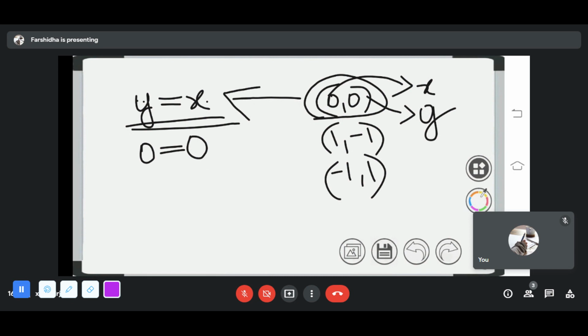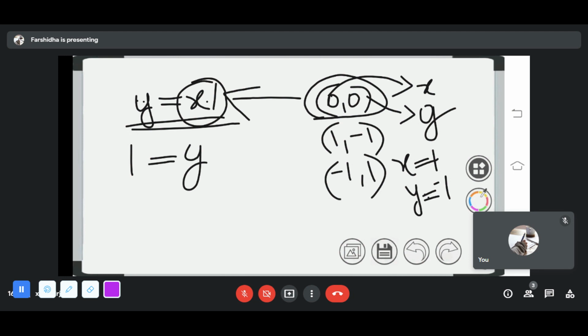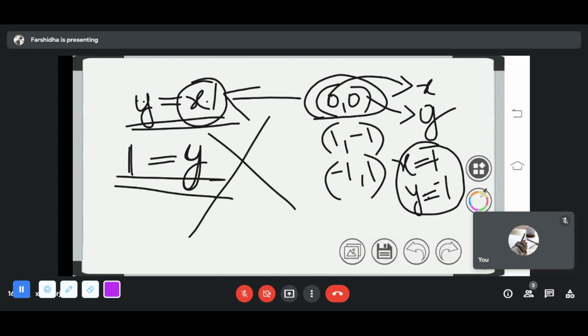Now the second one, 1 and minus 1. That means x is equal to 1, y is equal to minus 1. Put x is equal to 1. Whether y becomes minus 1? If you put x is equal to 1, you should get y is equal to minus 1. That is your condition. Does it satisfy? No, because y is also becoming 1. You can write this equation does not satisfy the condition.